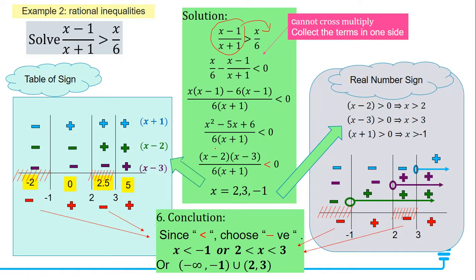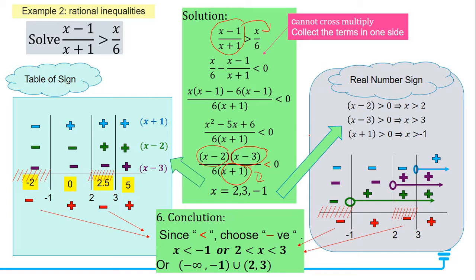I get this one, then I factor. Now, how many factors do you have? 1, x minus 2, x minus 3, and x plus 1. And I can get the critical values: from x plus 1, it is -1, from x minus 3, it is 3, and from x minus 2, it is 2. So from these 3, I transfer into my real number sign. This is the method of real number sign.